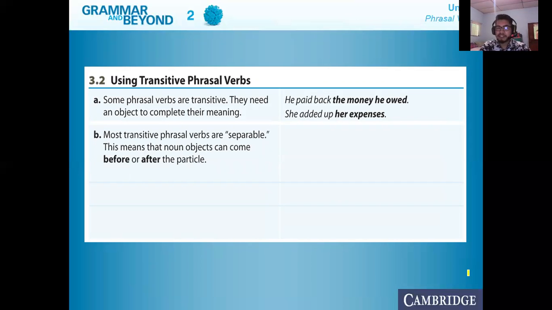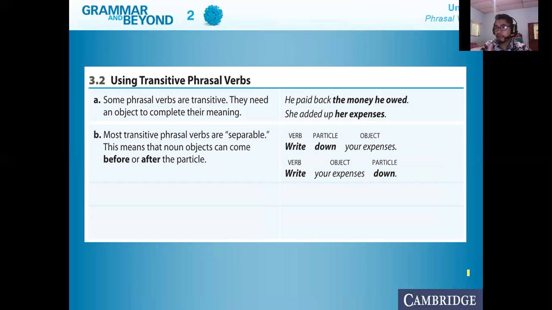Most transitive phrasal verbs are separable. This means that the noun objects can be either before or after the particle. What I was mentioning before is that most transitive verbs can be separable. They can be broken apart into pieces. The verb and the particle, and in the middle, you can have any object that you want. For example, write down your expenses is without breaking it apart, but write your expenses down. That is when you break it. Just remember, this happens just with transitive verbs.